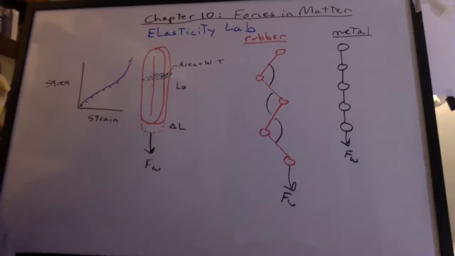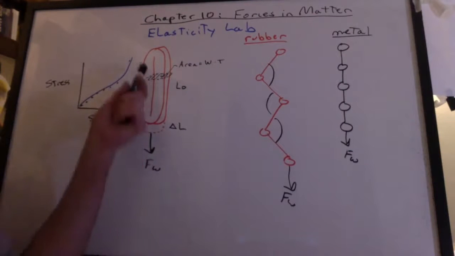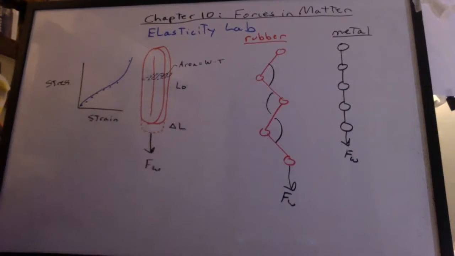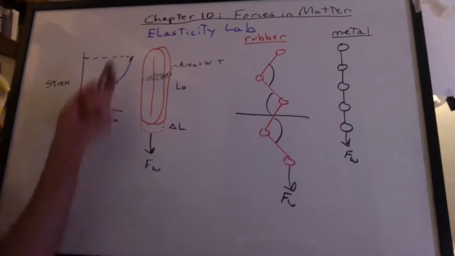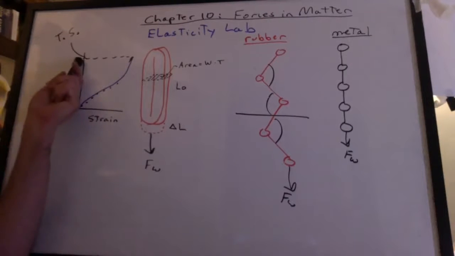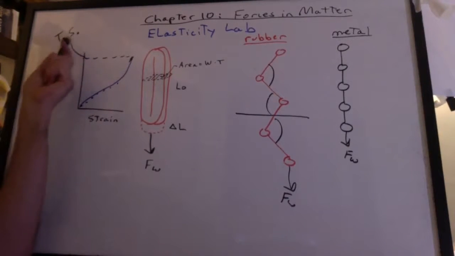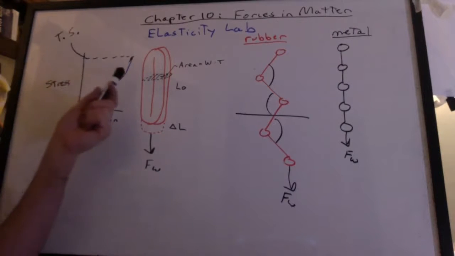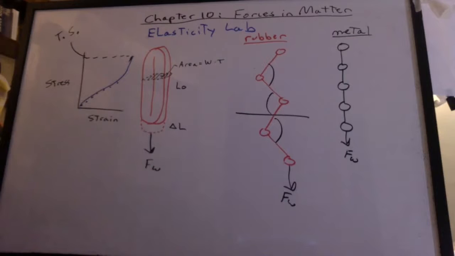Now in science, we use models. This is a very simplistic model of what's going on. Because it's a rubber band, you can keep on pulling this until you break the bond. That might put you somewhere up here. And we call this stress the tensile strength. Tensile strength is a special stress. It's the stress at which the material snaps.